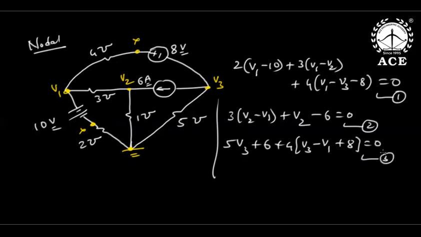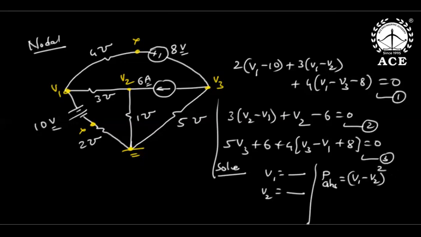Now from these 3, solve to find V1 and V2. Then power absorbed by 3 Siemens is V1 minus V2 square, not V square by R, it is V square into G. Look at these equations.